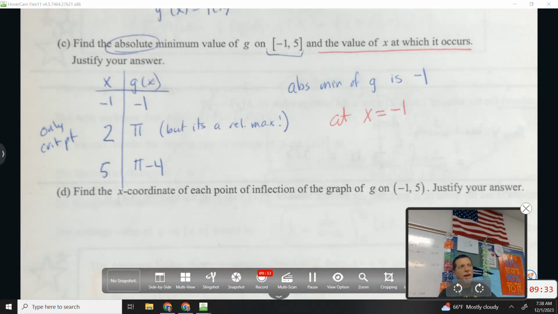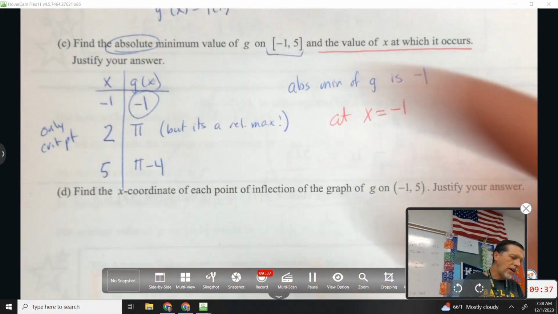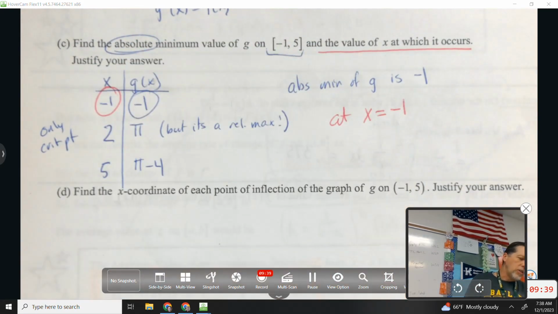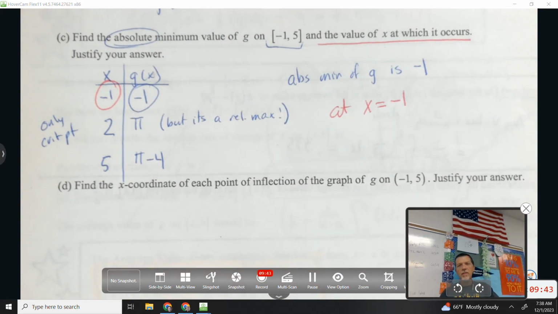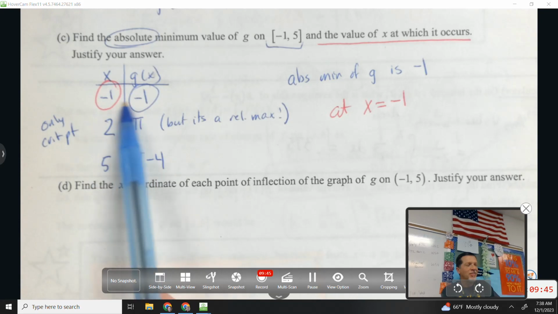So make sure you read the question to know if they're asking for the y value or the x value, and in this case both. And this is a nice one because if you got them confused, it's the same number.